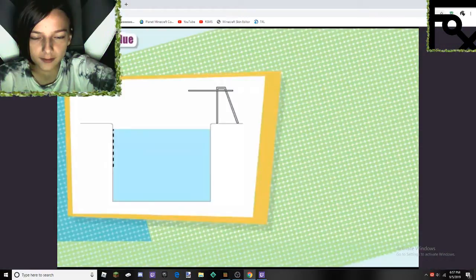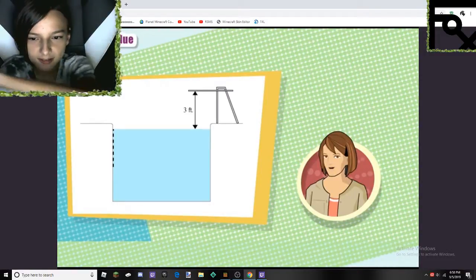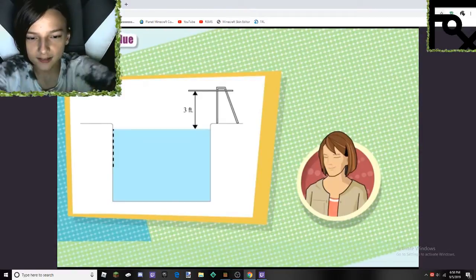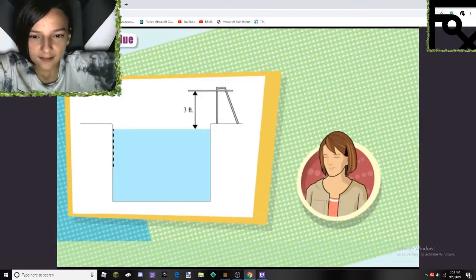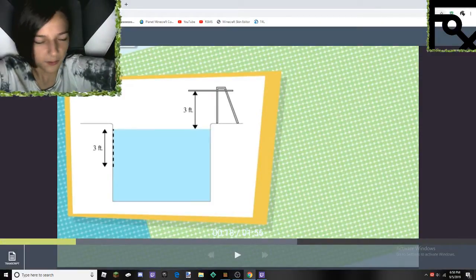This cutaway figure represents a swimming pool. It has a diving board located 3 feet above the water surface and a ladder on the side of the pool that extends 3 feet below the water surface.